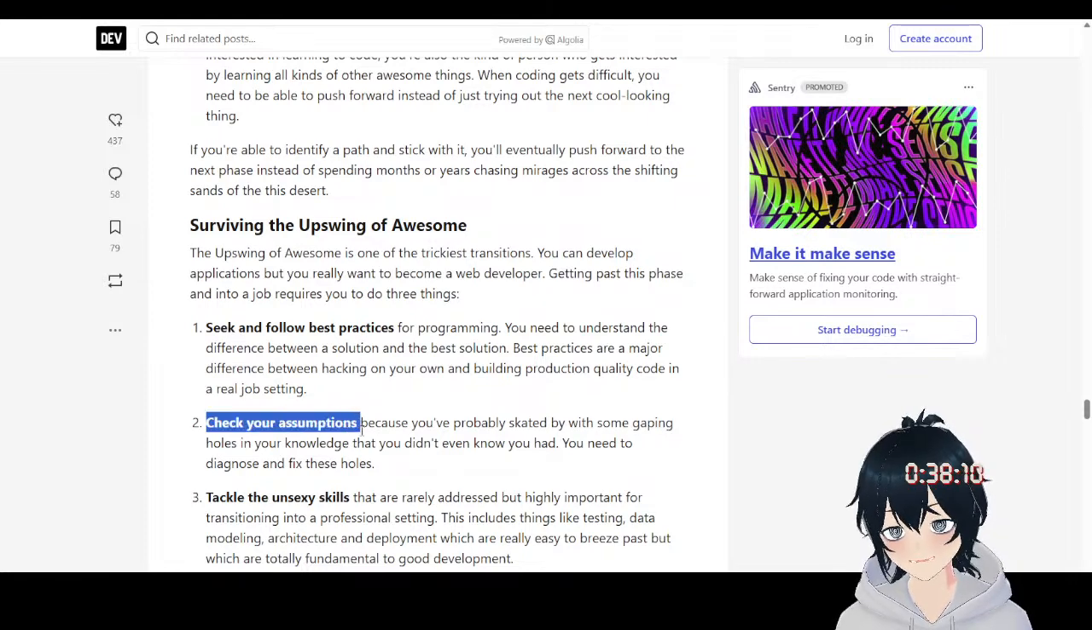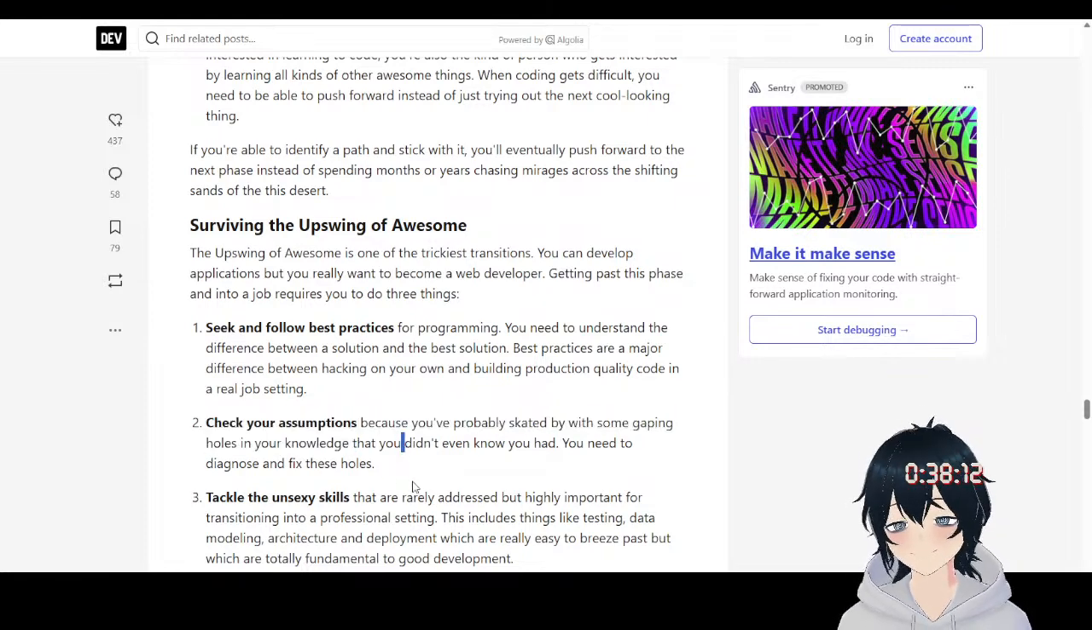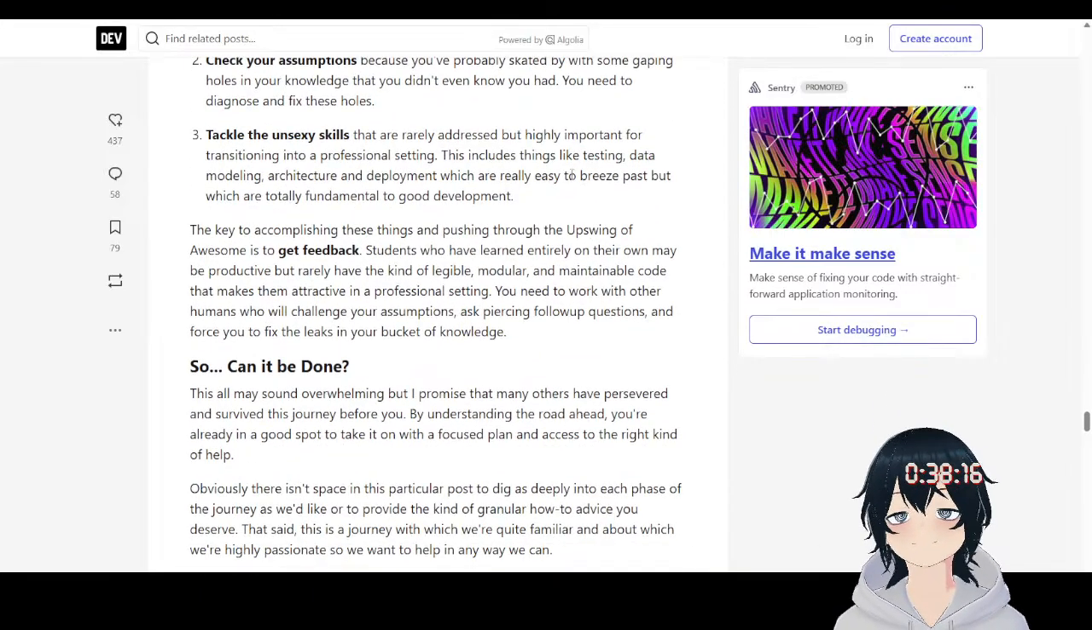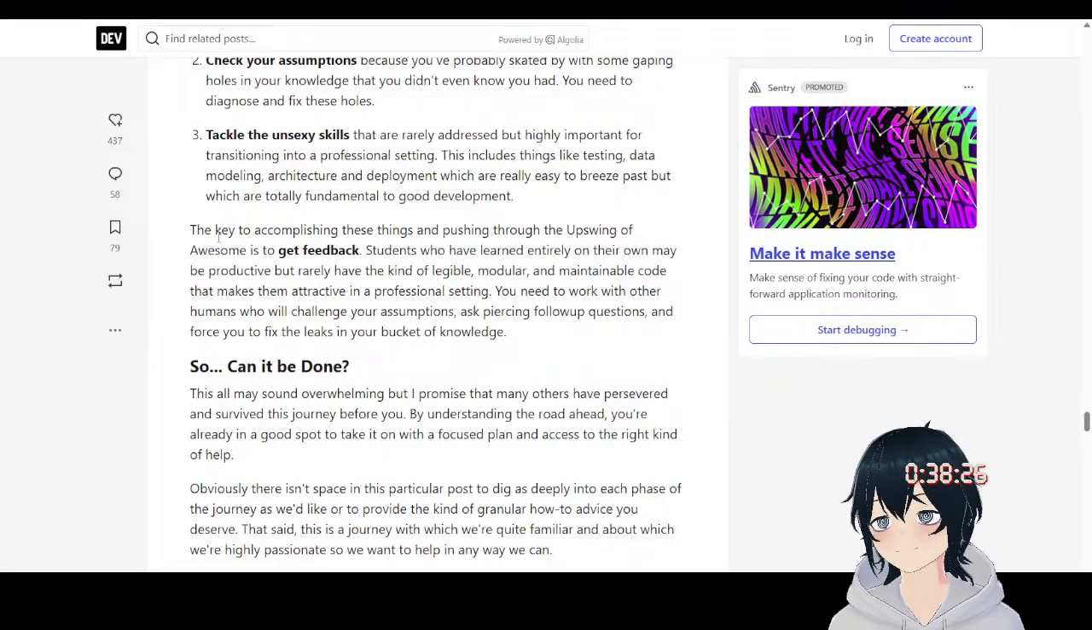This is what? Hypothesis and testing. Tackle the unsexy skills. Woo! Testing, data modeling, architecture, and development, which are easy to breeze past, are totally fundamental to good development. Key to accomplishing these things and pushing through the upswing of awesomeness to get feedback. So can it be done?